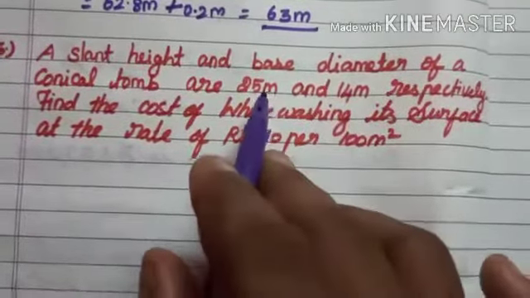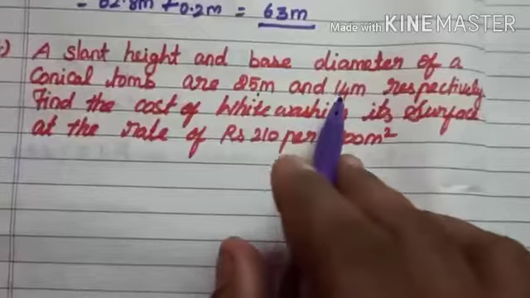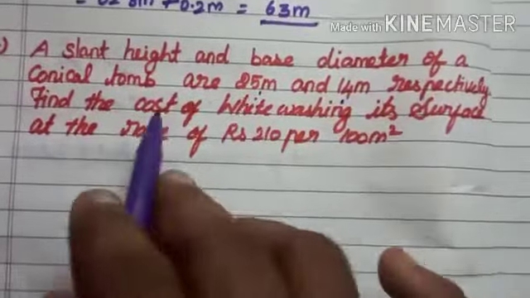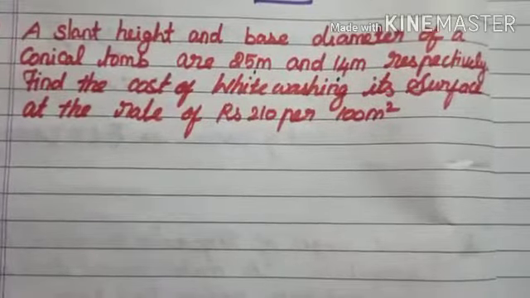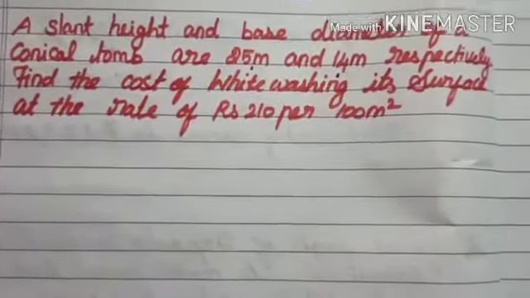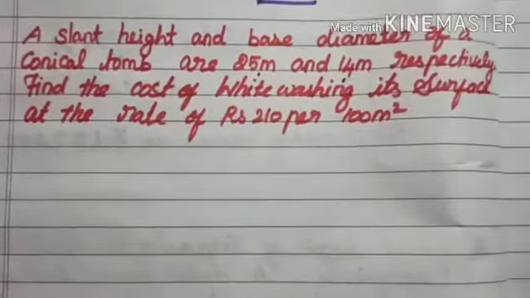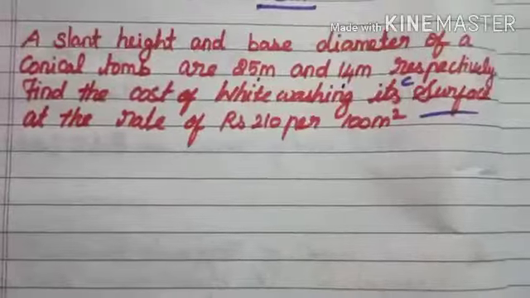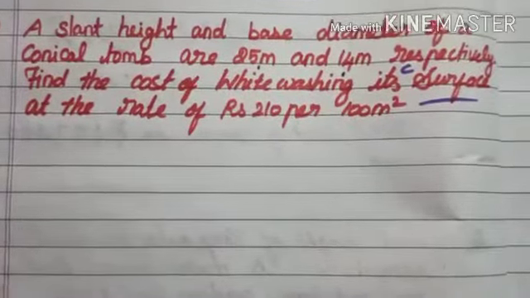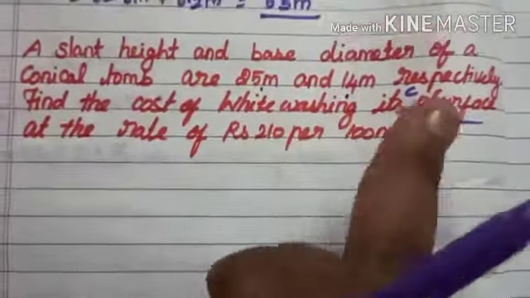So this is the slant height and this is the diameter, respectively. Find the cost of whitewashing its surface area. Whitewashing seems to be on the curved surface. It's mentioned curved surface, at the rate of rupees 210 per 100 meter square.